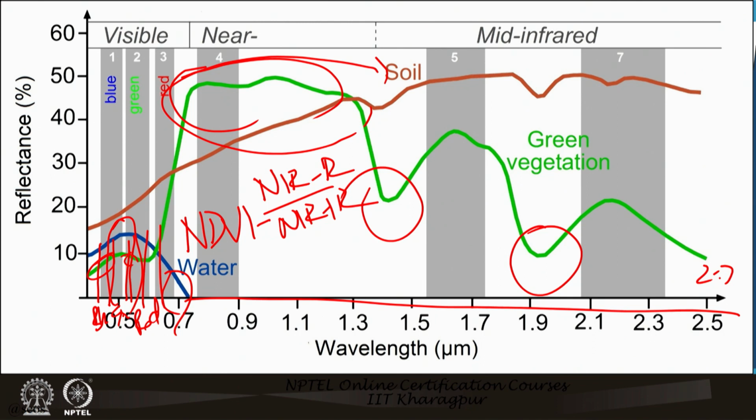Okay. So, this is one aspect of water, and this is the reflectance curve of soil. Based on the same reflectance curve, you can look at the various properties of the soil. It too has water absorption bands here, which represent 1.4, 1.9 and 2.7.